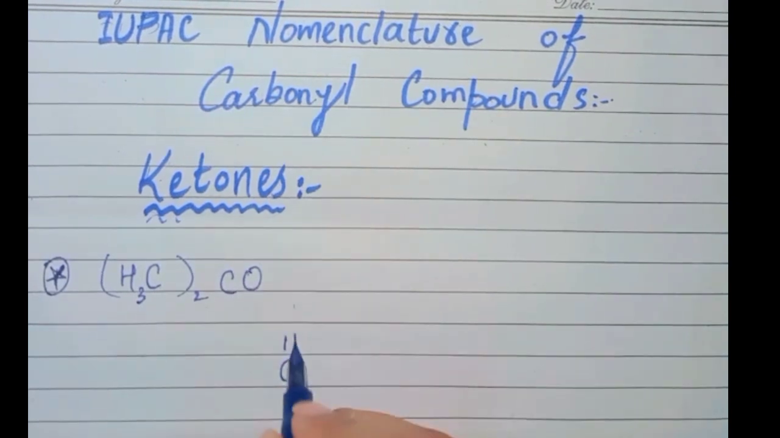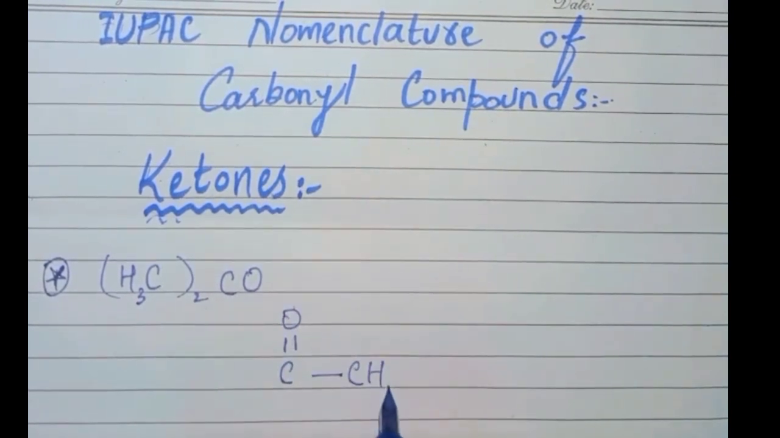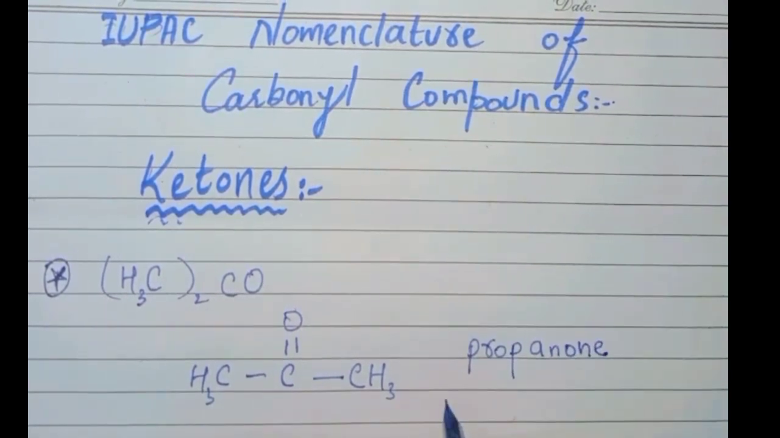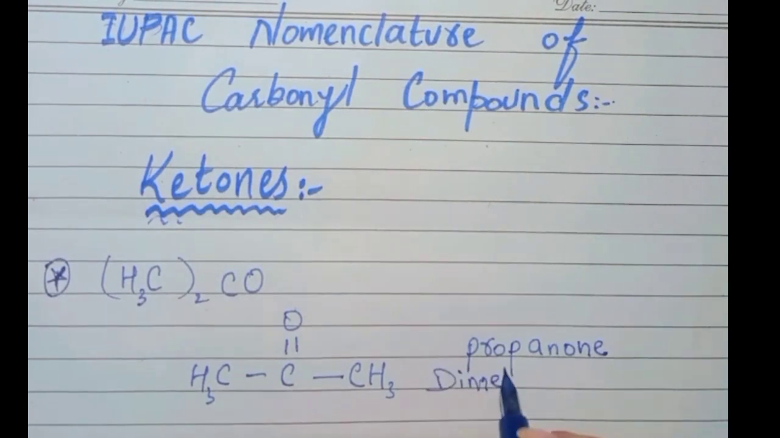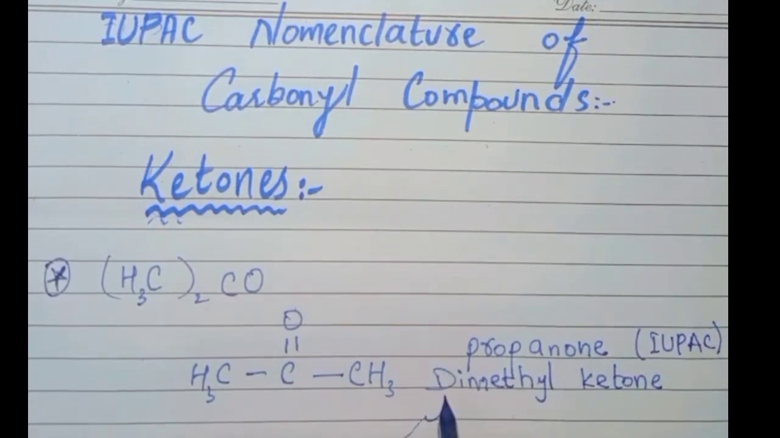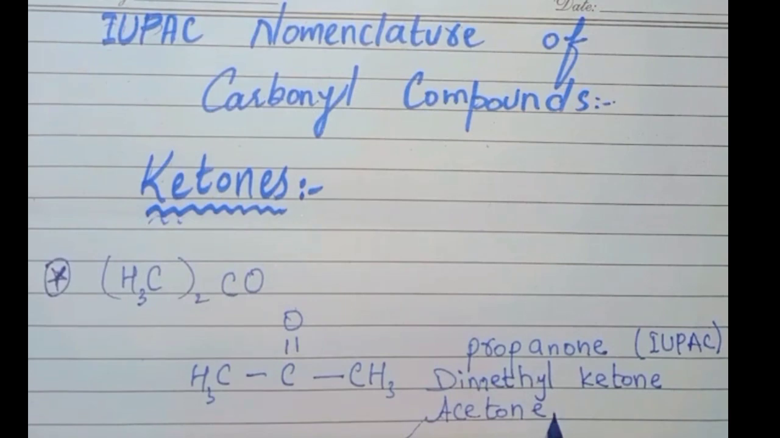Now we will move to IUPAC nomenclature of ketones. The first example of ketone is propanone. As I said before, the carbonyl carbon always has 3 or more carbons. In this example, 3 carbons are present, and its IUPAC name is propanone and dimethyl ketone is the common name.